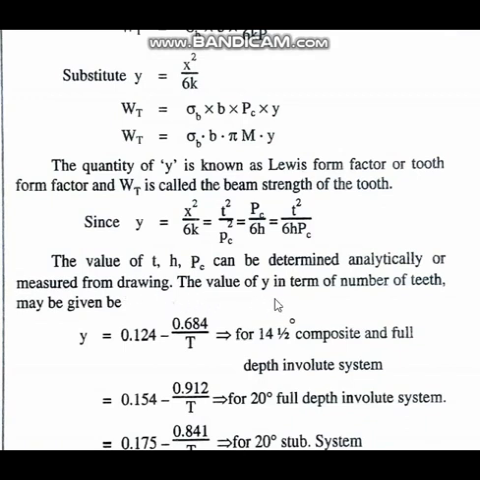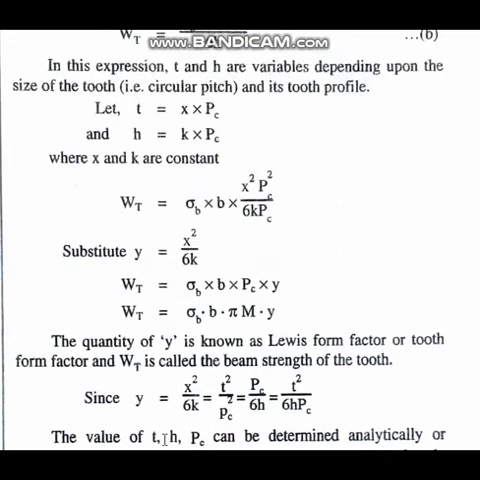The value of y in terms of number of teeth, see, there will be a number of different types of teeth. For 14 and a half degree composite and full depth involute system, this y should be taken. For 20 degree full depth involute gears, we should take this, and for 20 degree stub system, we have to take this.